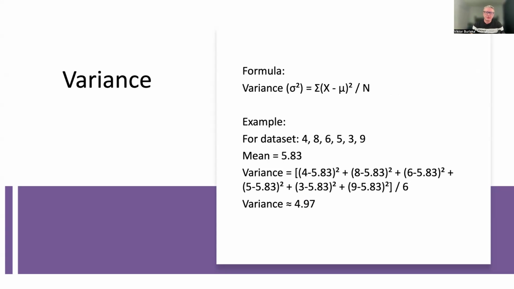Variance measures how far each data point is from the mean. It is calculated by finding the squared differences between each value and the mean, then averaging those differences. In our example data set 4, 8, 6, 5, 3, 9, we first find the mean, which is 5.83. Then we calculate the squared differences from the mean, sum them, and divide by the number of observations to get a variance of 4.97. A higher variance indicates greater dispersion of values.